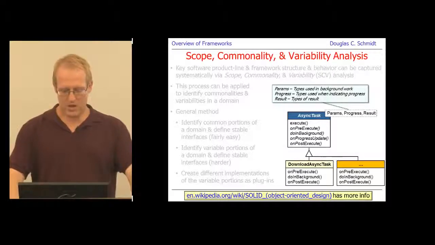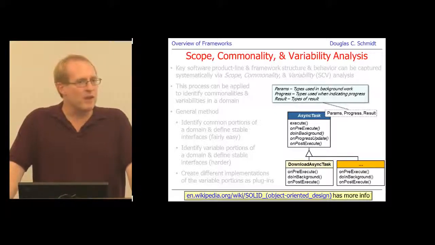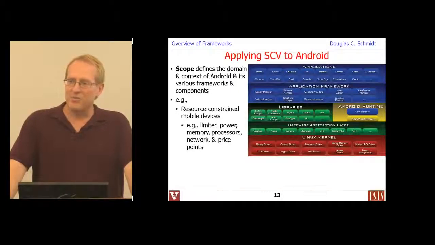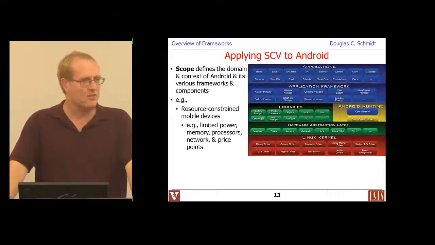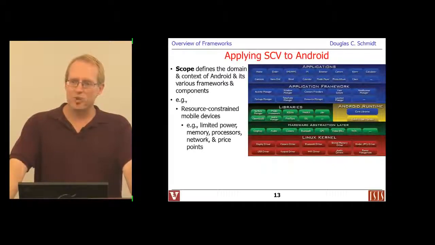Okay, so given that as a background of a paradigm and a little bit of example of showing it on a postage stamp sized piece of Android, let's talk a little bit more about how we might apply scope, commonality, and variability analysis to think about Android itself at a more macro level. So at the top level, let's talk about Android from the point of view of scope. What's the scope of Android?